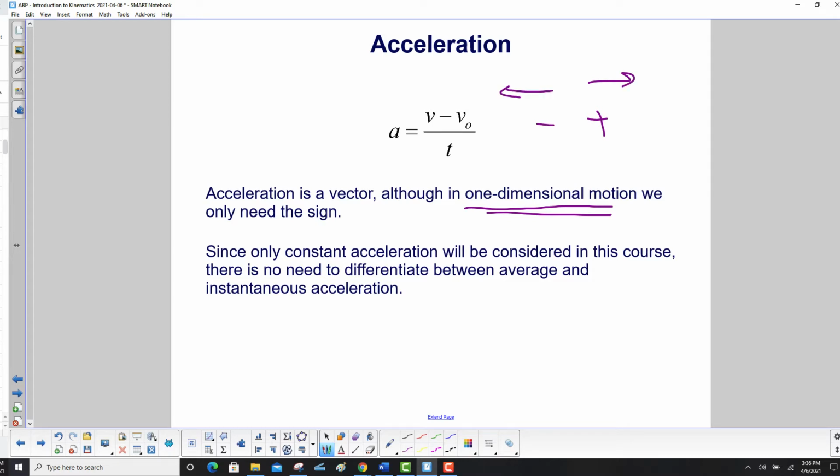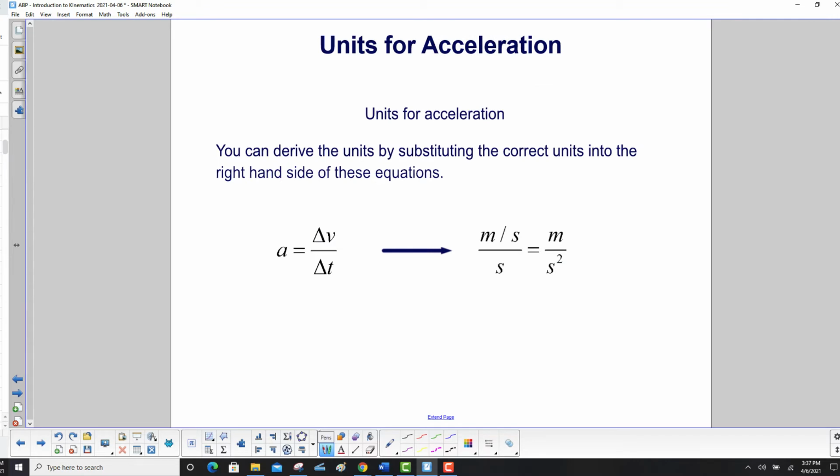Since only constant acceleration will be considered in this course, in other words, acceleration that does not change, there's no need to differentiate between average and instantaneous acceleration. They're the same. You can derive the units by substituting the correct units into the right-hand side of these equations. So acceleration, delta v over delta t. Velocity is meters per second. Time is seconds. So that works out to be meters per second squared.